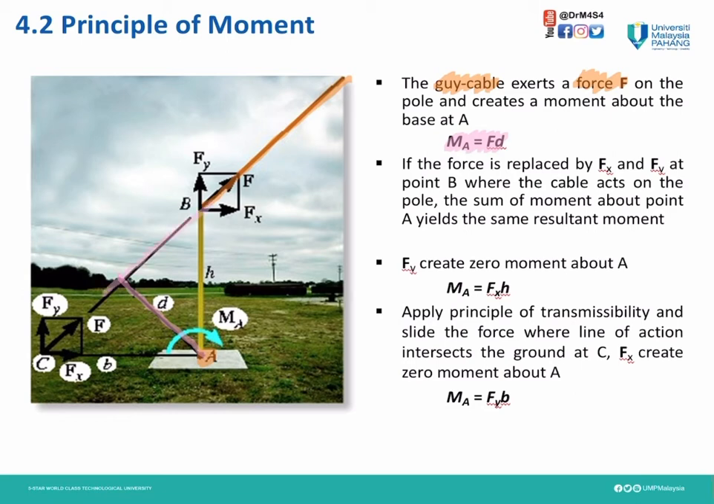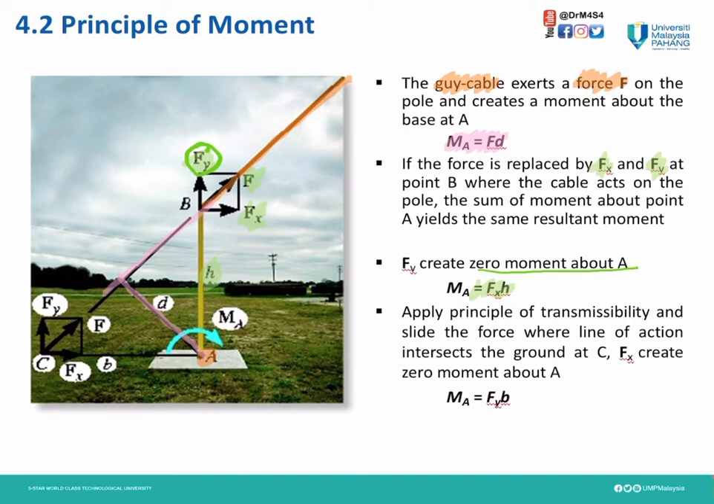Also, we can replace this F, or we can resolve it into Fx and Fy. For that force, Fy creates a zero moment about A. However, for the Fx, the moment about A is Fx times h, where h is the height or perpendicular distance between point A and force Fx.